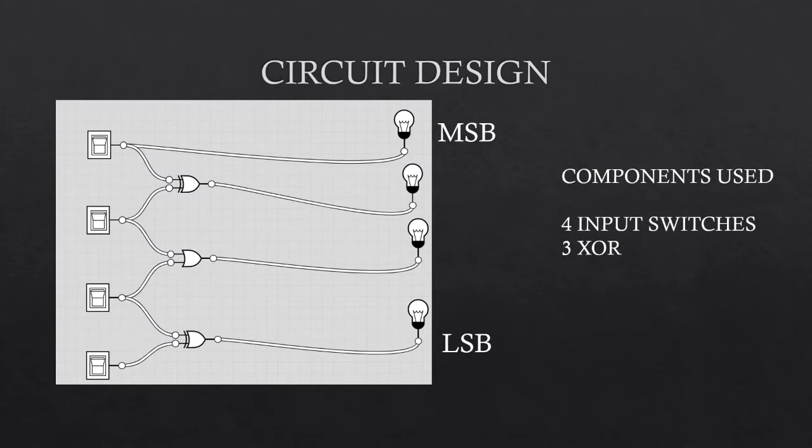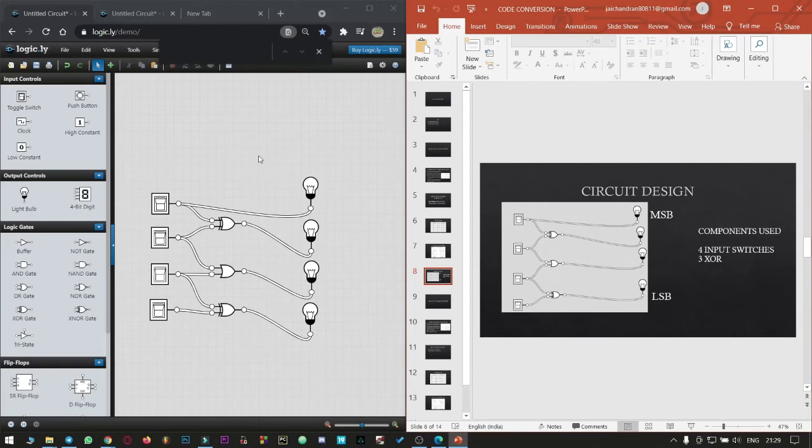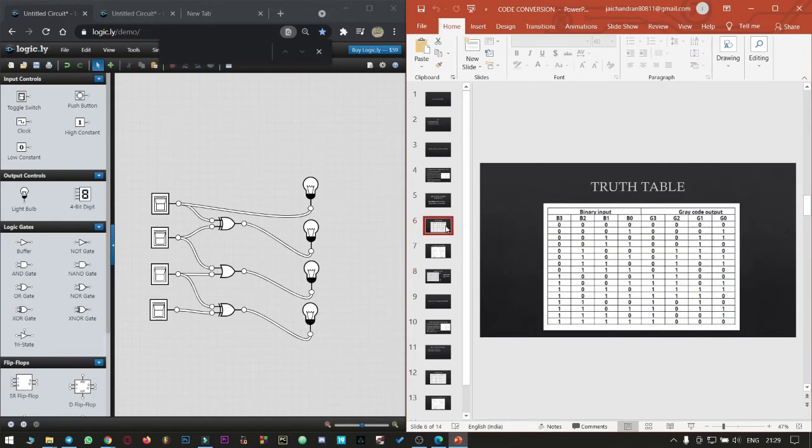So this is how the circuit is designed. The components used include 4 input switches, 3 XOR gates, and also 4 lights in order to represent the state of the output. Let's move on to the simulation and verify it with the truth table. Here we have the 4 switches which represent the binary input that we give, and these 4 lights represent the converted gray code output.